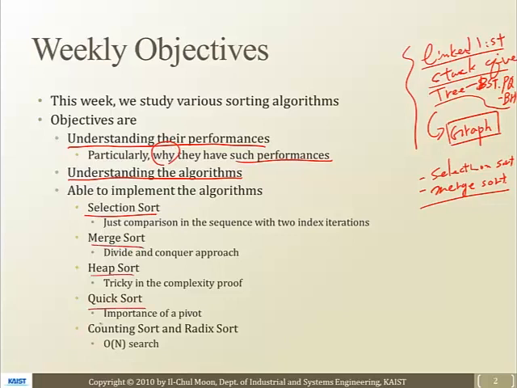And then this is the new thing, right? Counting sort and radix sort are order of n sorting, with order of n search space. So actually that sounds really great, right? But of course it doesn't come easy, but we are going to discuss that. We already talked about selection sort, merge sort, and heap sort in the previous lectures. Quick sort, counting sort, and radix sort are the new things.